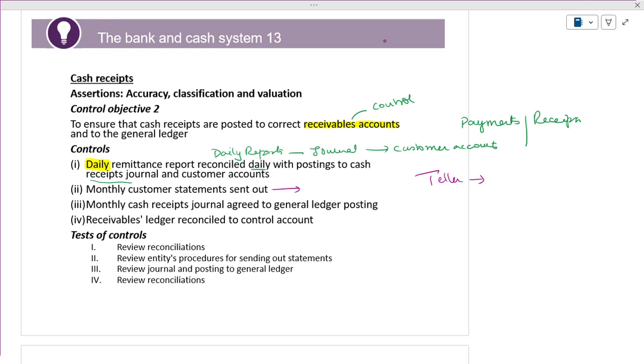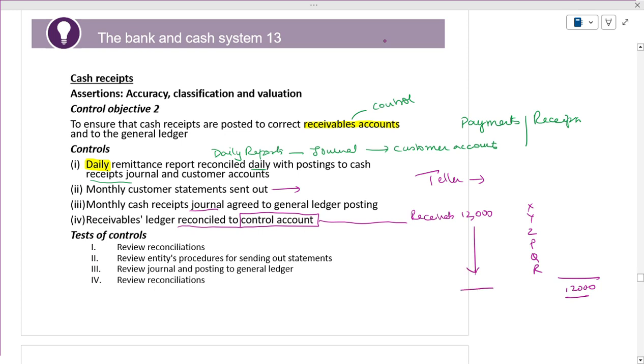Monthly cash receipt generals agree to monthly balances. Monthly general balances should be agreed, and you should have a receivables ledger reconciled with the control account. You will have receivables of 12,000. You have four different customers, XYZ, PQR. The total of these balances and the total of the receivables should match.